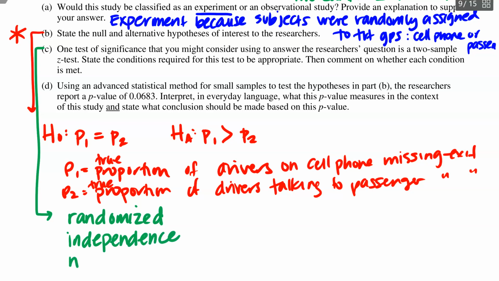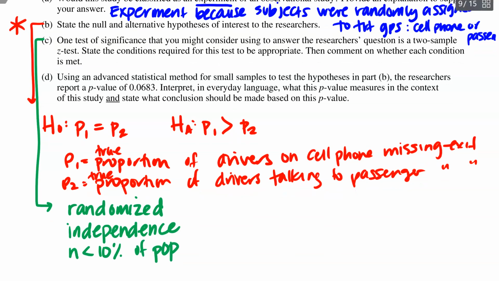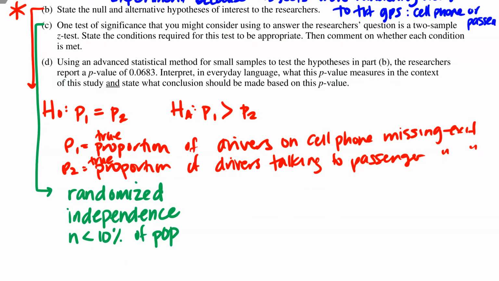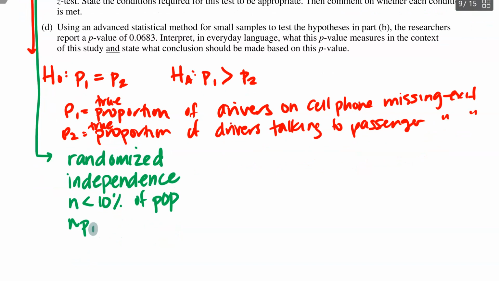We need our N to be less than 10% of the population. And we need our rule of thumb, what we need for the central limit theorem. What's big enough, right? So for this one, we need NP1. Actually, this is where we need to be very careful. We need N1P combined, N1Q combined, N2P combined, and N2Q combined to all be greater than or equal to 10.